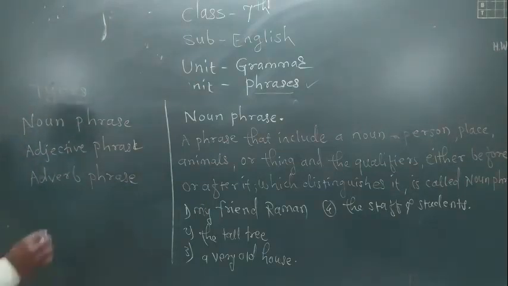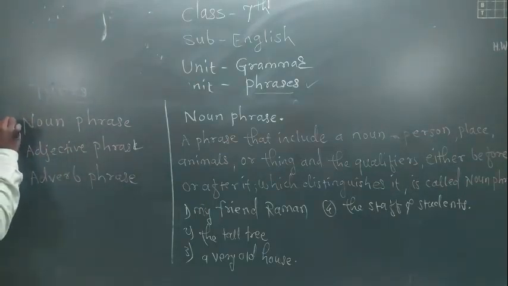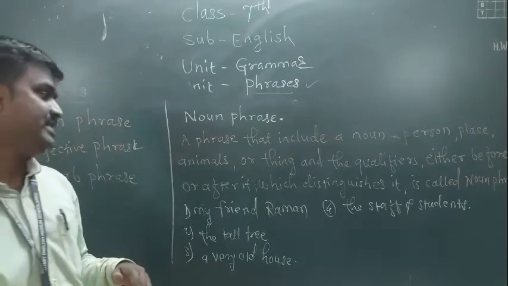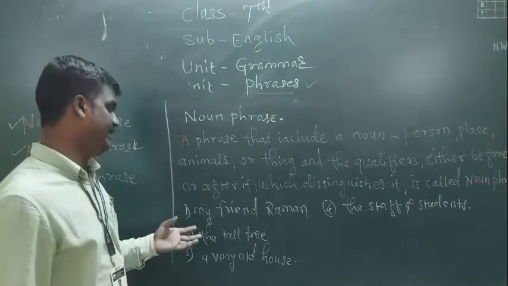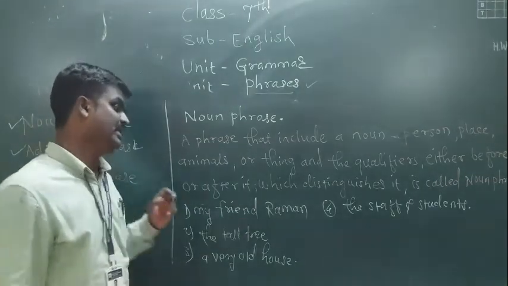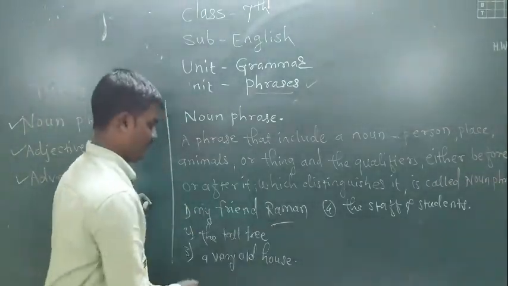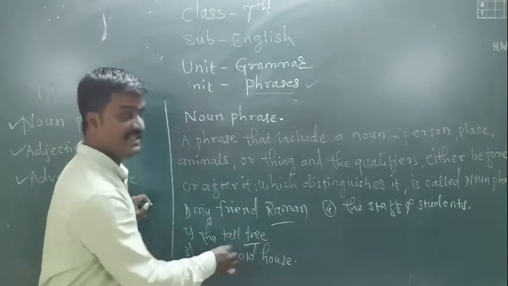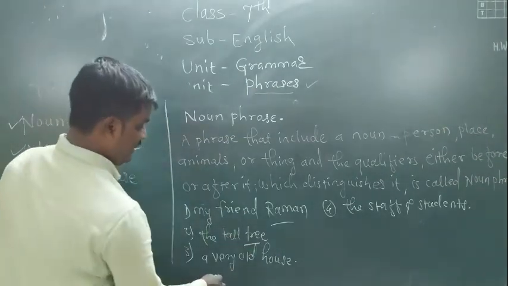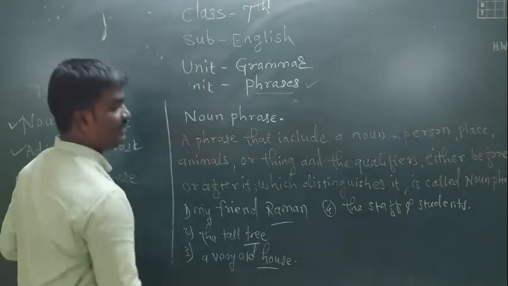Friends, according to type, there are three types of phrases. One is the noun phrase, second is the adjective phrase, third is the adverb phrase. What is meant by a noun phrase? See, I have given some examples. My friend Raman. Raman is a noun here. The tall tree is a noun here. Then old house is a noun here.